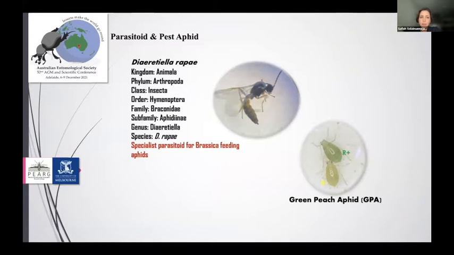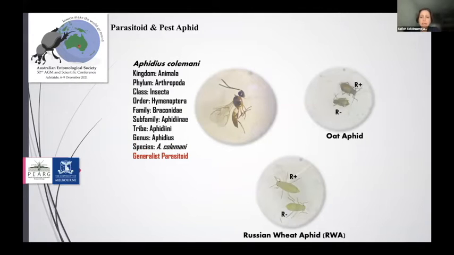To choose the parasitoids, for the green peach aphid, we chose Diaeretiella rapae because it is a specialist parasitoid for brassica-feeding aphids. And for the oat aphid and Russian wheat aphid, we chose Aphidius colemani.